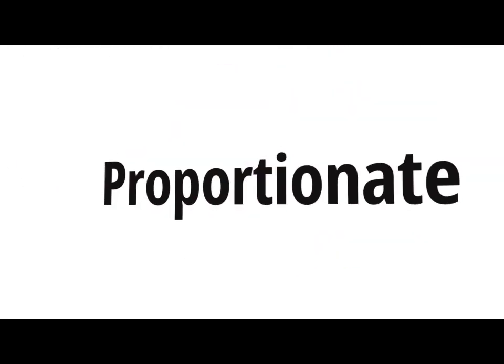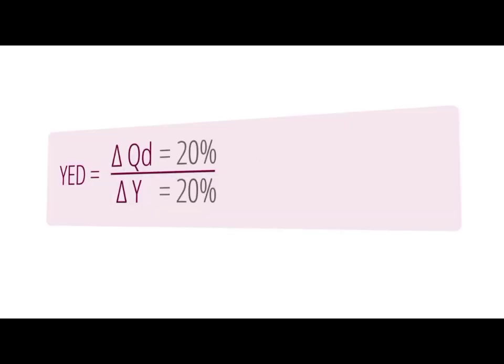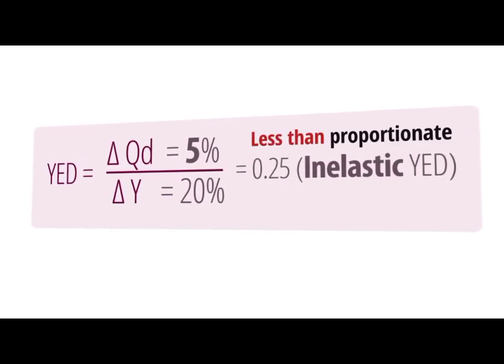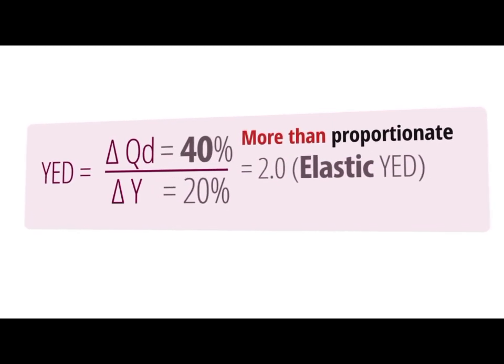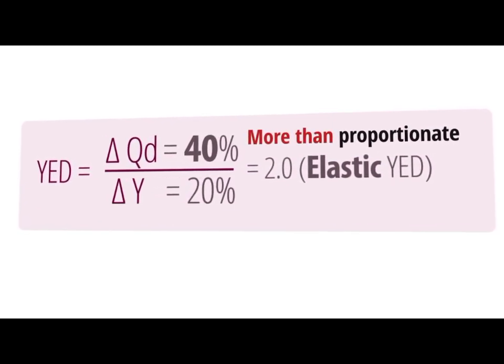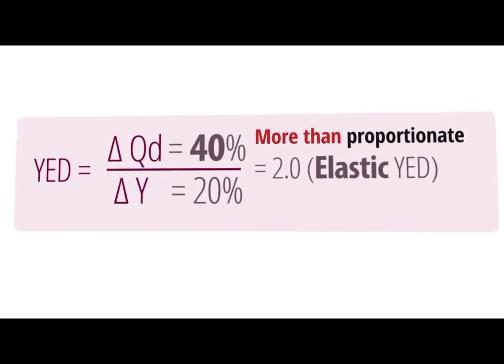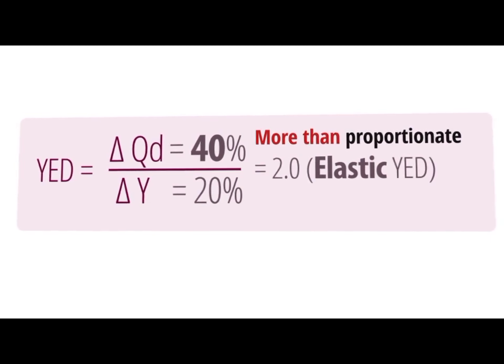For example, if the demand for a product changes in exactly the same proportion as income changes, then the result is proportionate, and YED will equal 1. If it does, then YED is said to be unitary. When the coefficient is less than 1, the YED is inelastic, and when it is greater than 1, it is elastic. So, in the case of both clothing and bread, YED is elastic, which means there is a greater proportionate response in demand to the change in income.